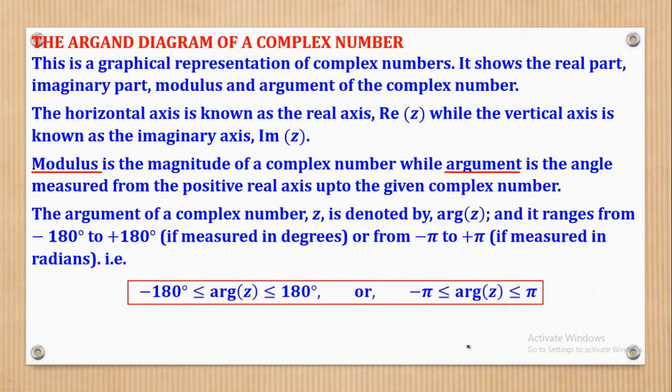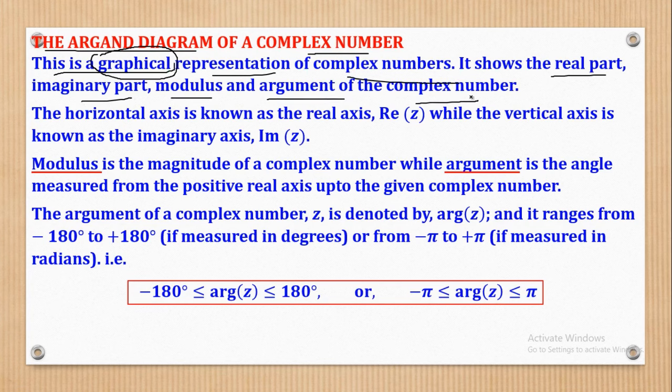Now we shall go to the next part, which is the Argand diagram of a complex number. So this is a graphical representation. Now I'm saying graphical representation, this does not mean that you need a graph paper. It is only a sketch. Remember, math paper 1, we only make sketches, we don't need graph papers. So this is a graphical representation of complex numbers, and it shows the real part, imaginary part, modulus, and argument of the complex number.